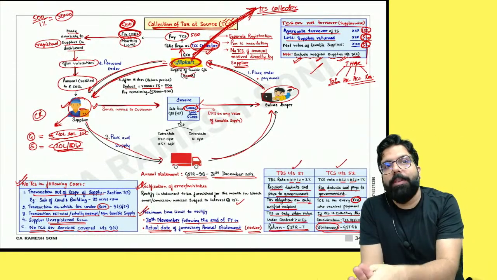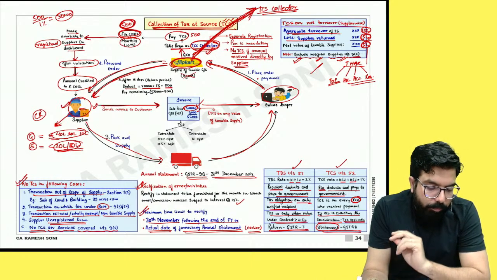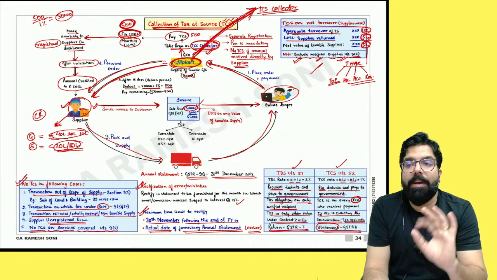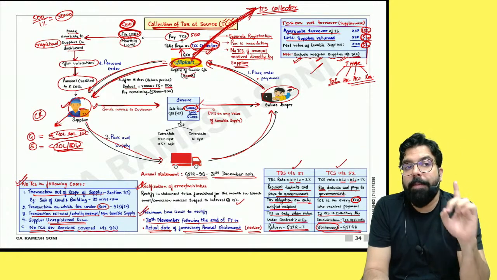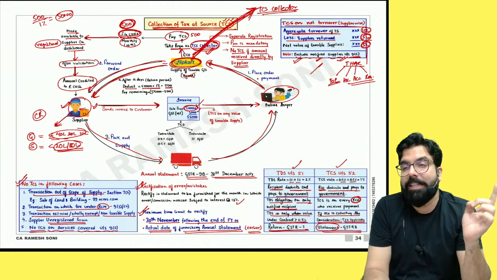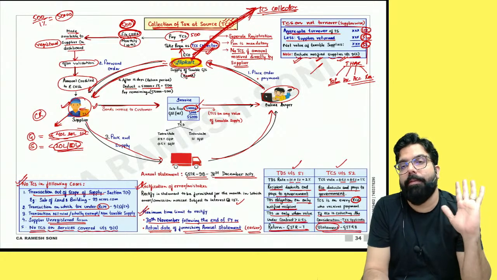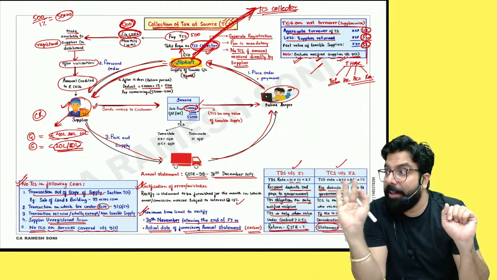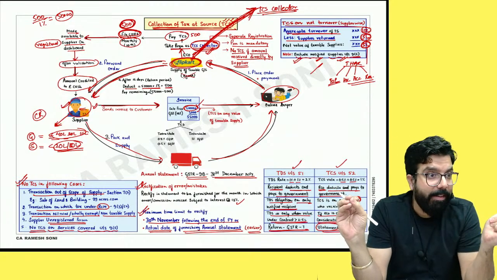People, remember one thing over here. TDS is 2%, TCS is 1%. Yes, everyone? In TDS it is 0.5 and 0.5, in TCS it is... TDS is 1 and 1, TCS is 0.5 and 0.5. Are we clear? In TDS there is a limit, 2.5 lakh. TCS, no limit.